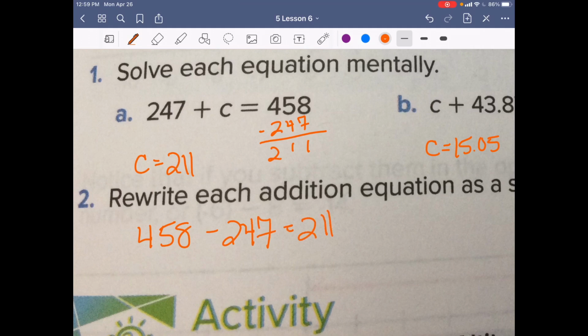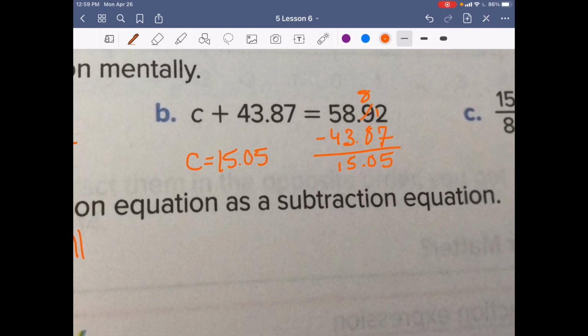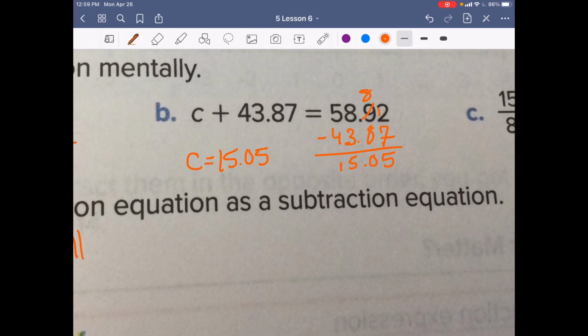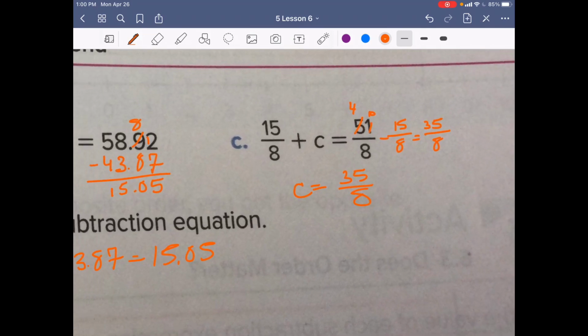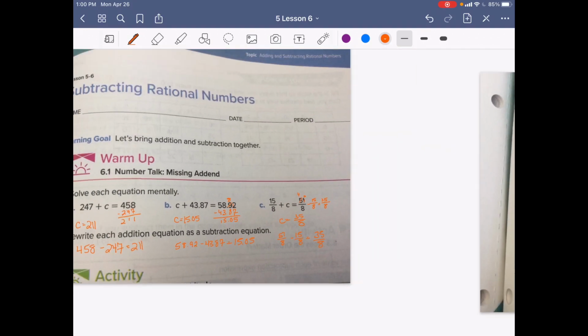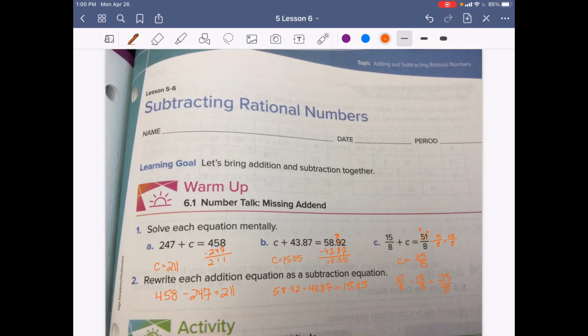You can do the same thing for letter B. We would have 58.92 minus 43.87 equals 15.05. And then letter C, we would have 51 eighths minus 15 eighths is equal to 35 eighths. All right, that was our warm-up. Let's move on to the next page.